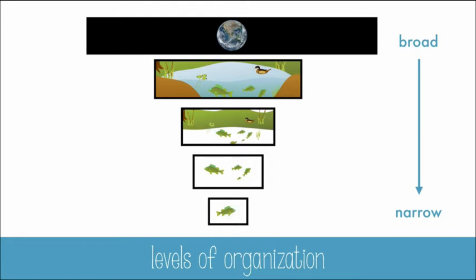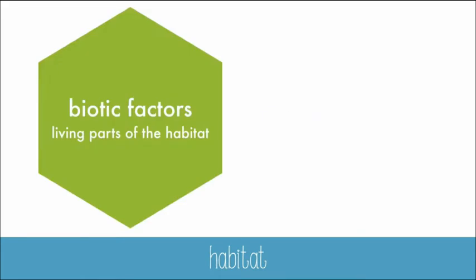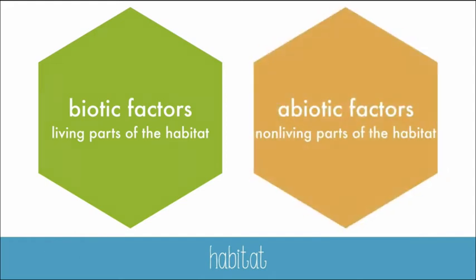When we talk about where an organism lives, instead of saying ecosystem, which might still be a fairly large area, we could talk about its habitat. It's just a word that means the place where an organism lives. A habitat includes both biotic and abiotic factors. Biotic factors are the living parts of the habitat, and when you add the letter A in front of the word, it means not living, so abiotic factors are the non-living parts of the habitat.